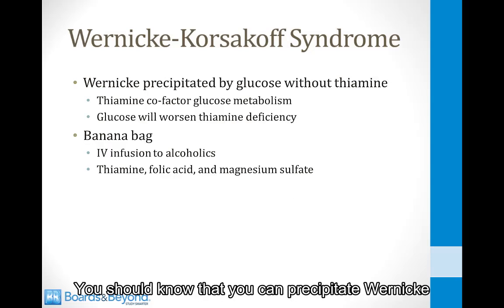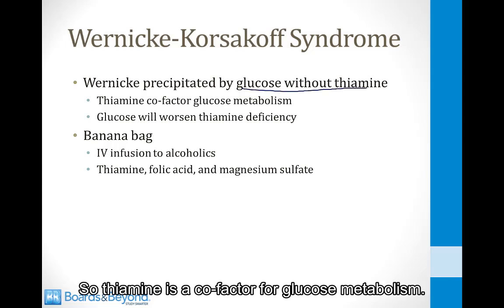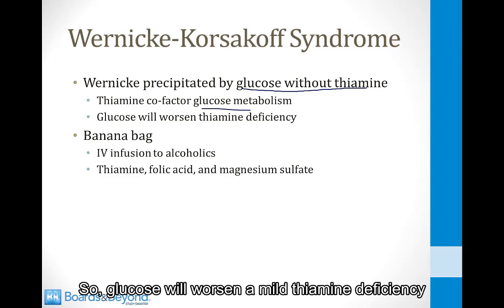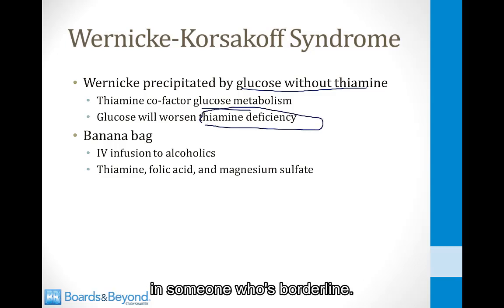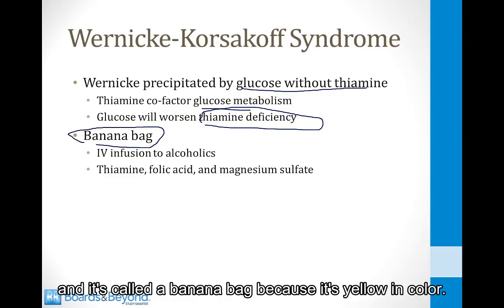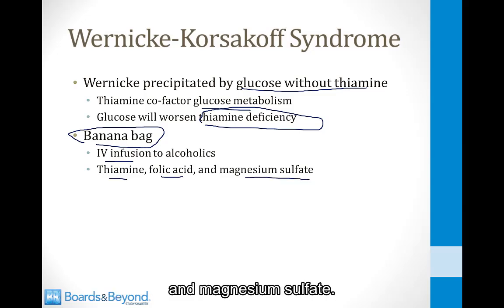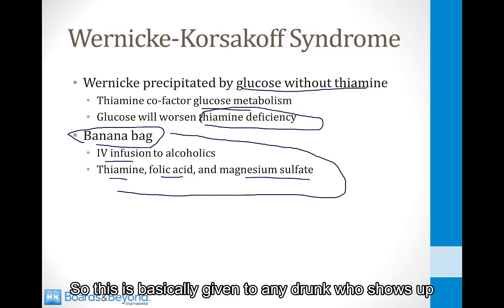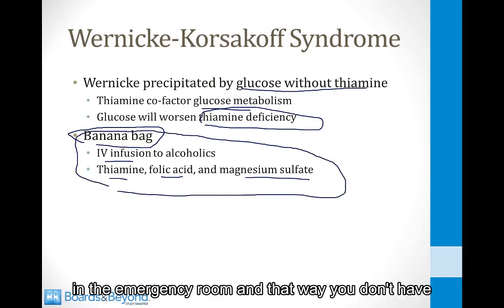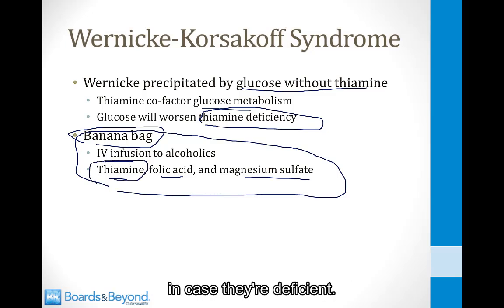You should know that you can precipitate Wernicke's by giving glucose without thiamine. So thiamine is a cofactor for glucose metabolism, so glucose will worsen a mild thiamine deficiency in someone who's borderline. And the way you avoid this in the ER is when alcoholics come in, they're administered what's called a banana bag, and it's called a banana bag because it's yellow in color. It's given IV, and it contains thiamine, folic acid, and magnesium sulfate. And so this is basically given to any drunk who shows up in the emergency room, and that way you don't have to remember your biochemistry. You're automatically giving them thiamine in case they're deficient.